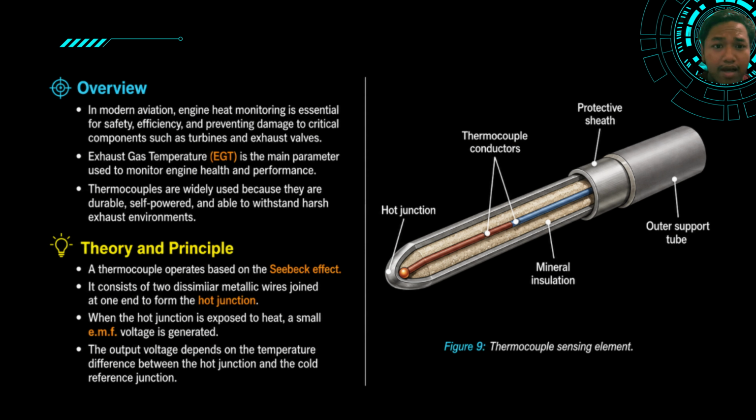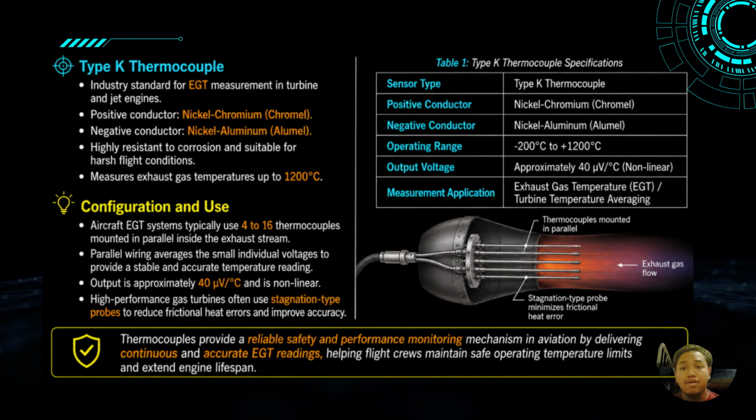Moving to the theory, they operate on the Seebeck effect, bonding two dissimilar metals to create a hot junction. A tiny voltage is generated when exposed to heat. By measuring the voltage difference between this hot junction and a cold reference point, the aircraft computer can accurately measure exhaust temperature.